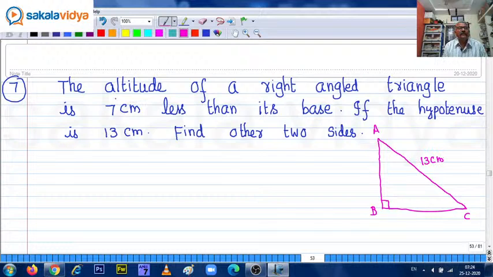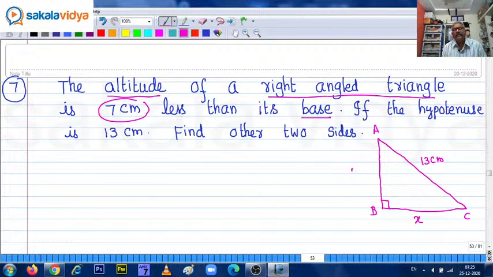So now the relation given, the altitude of a right angle triangle is 7 centimeters less than its base. So let us say base is x. It will be just 7 centimeters less than the base. That means this will be x minus 7.